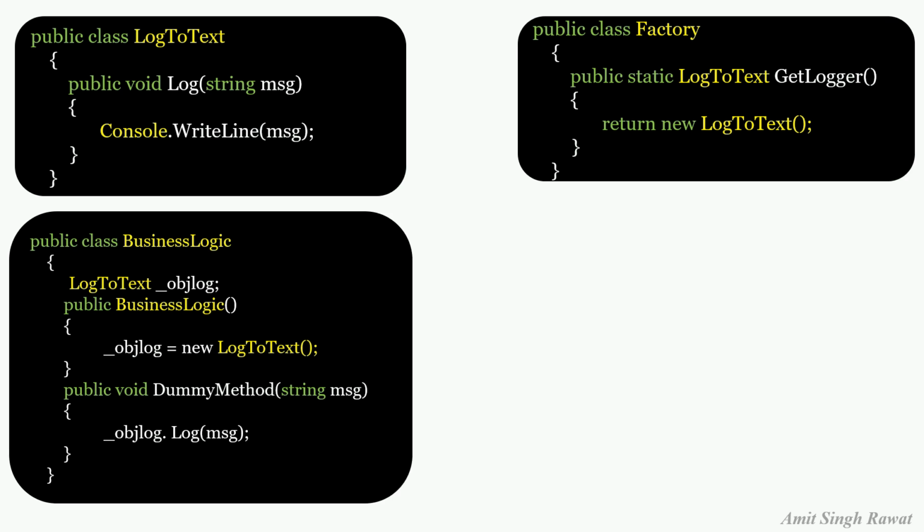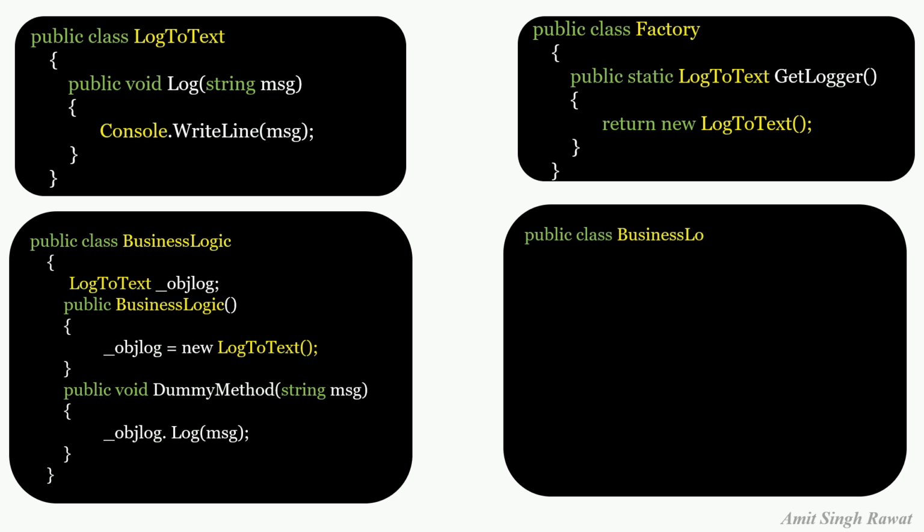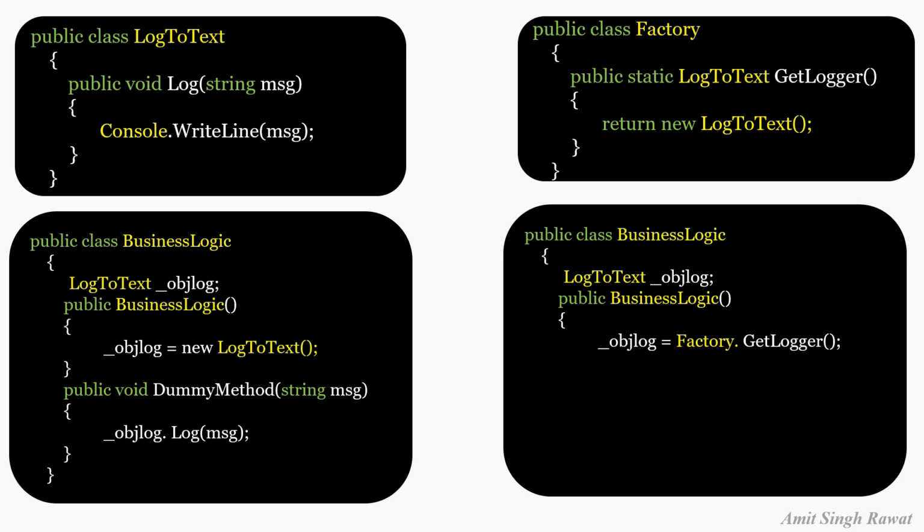Now we need to refactor our business logic class. So public class BusinessLogic, LogToText _objLog, public BusinessLogic, this is the constructor. So now there is a change. Instead of creating a new LogToText, let's use the factory class to provide us the instance of the LogToText class. So _objLog is equal to Factory.GetLogger. Other code will remain the same: public void DummyMethod, string message, _objLog.Log(message).